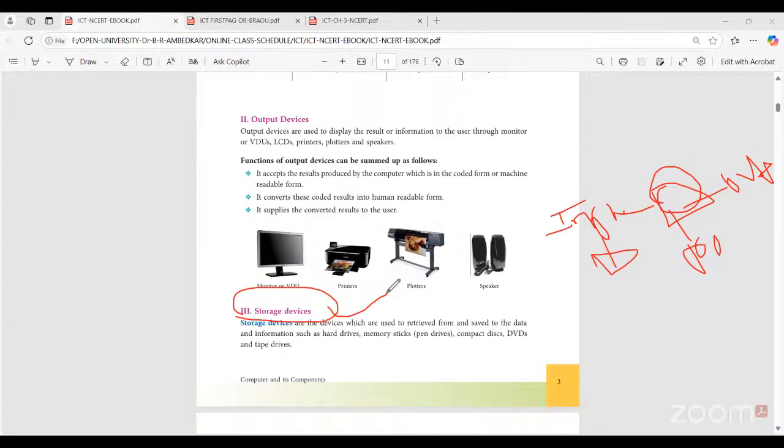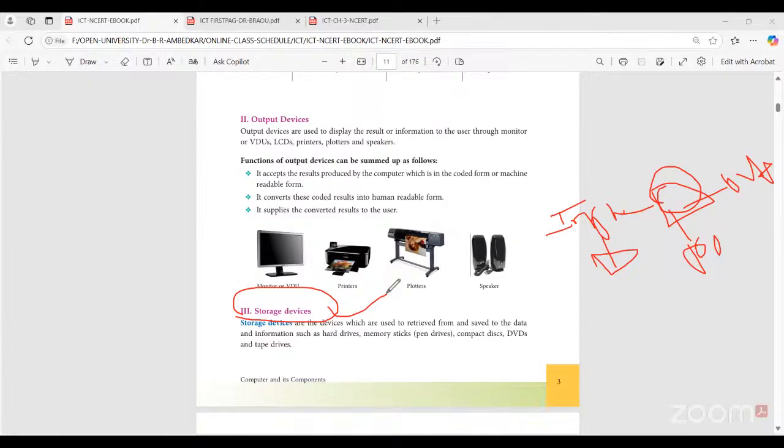So here each and every physical component's functionality is defined. The input devices' functionality is to take the input, output devices' functionality is to display the output, and storage devices' functionality is to store the data. Like this, we have to understand the device functionality.